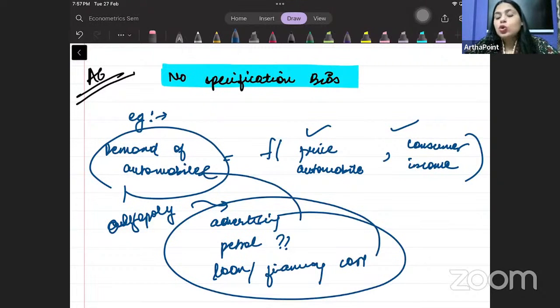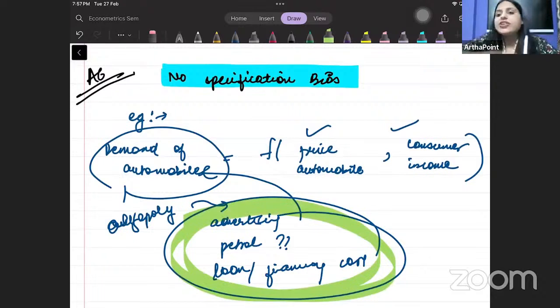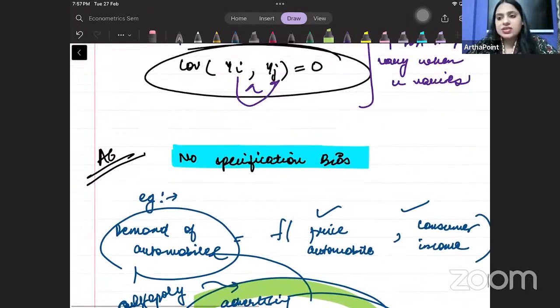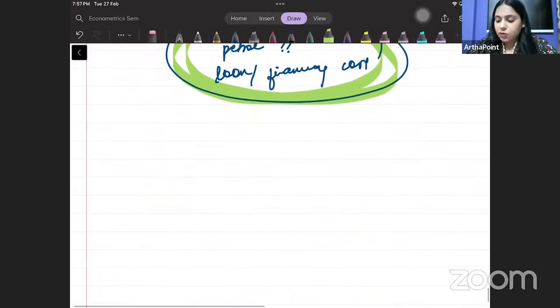So when you don't give the correct model, when you miss out on the variables which you should have written, जो variables मुझे मॉडल में मेंशन करने चाहिए थे, अगर उन variables को मैं मॉडल में मेंशन नहीं करती हूँ, if I don't mention the variables I should have mentioned in the model, then that's the problem of specification bias. But these are the assumptions that we need to go ahead and follow.